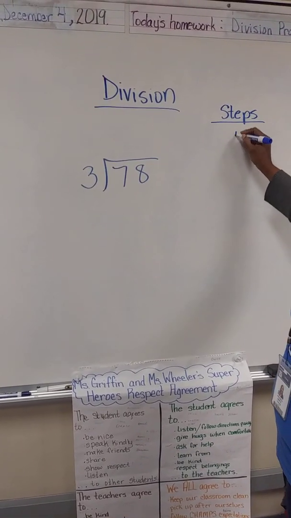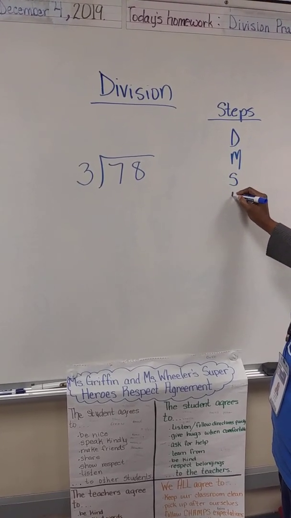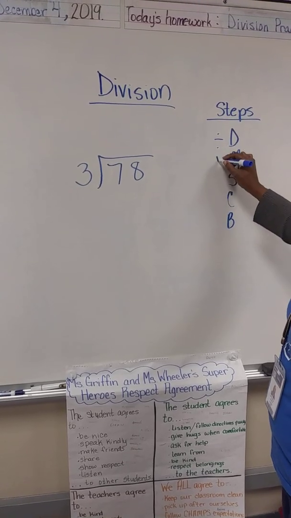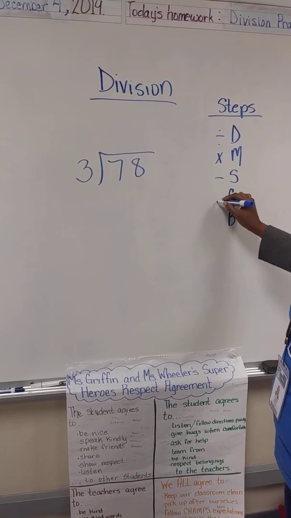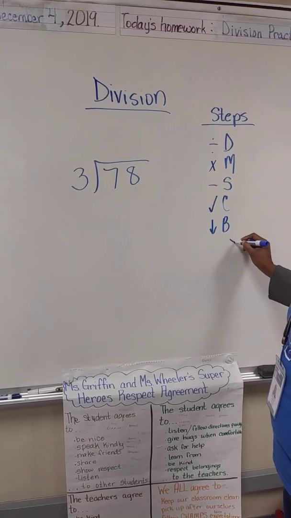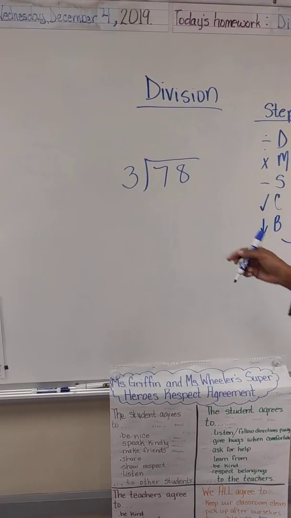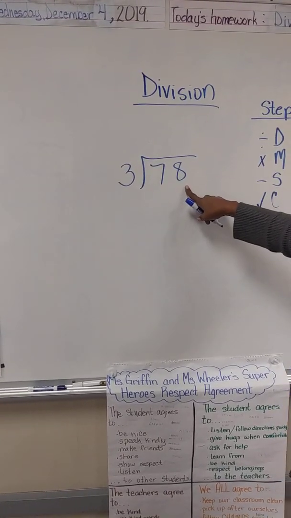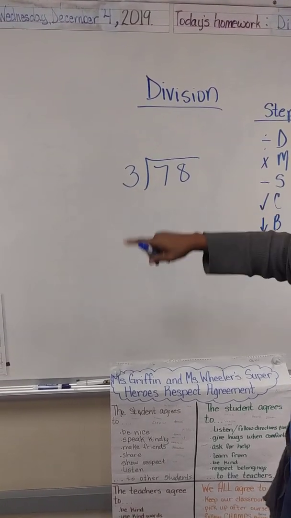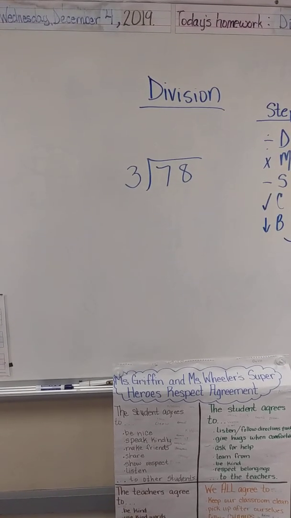The students know the steps are Does McDonald's Sell or Serve Cheeseburgers, and the D stands for divide, multiply, subtract, check, bring down, and when needed, we start all over again. Okay, so they know that 78 is the dividend, 3 is the divisor, and we are looking for a quotient. The answer to a division problem is a quotient.